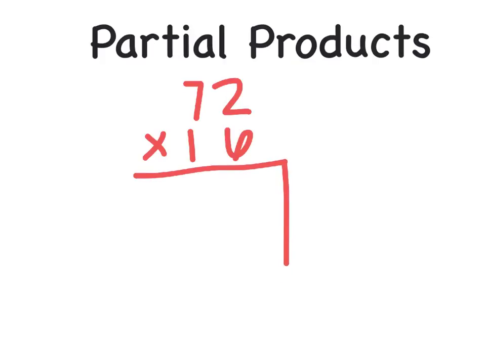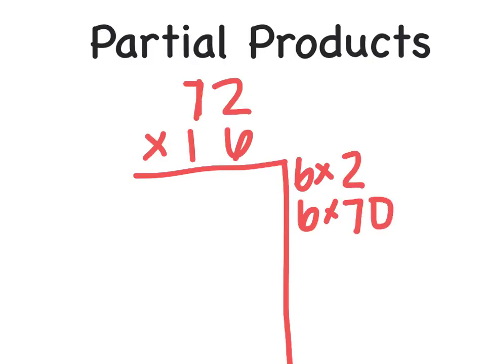We can also use the partial products method. So if I were doing the same problem, 72 times 16, I need to first write down all the facts that I'm going to do. I need to multiply each of the bottom numbers by each of the top numbers. So I'll have to multiply 6 by the 2 and 6 by 70, since this 7 is in the tens place. This 1 is in the tens place, so it's really a 10.